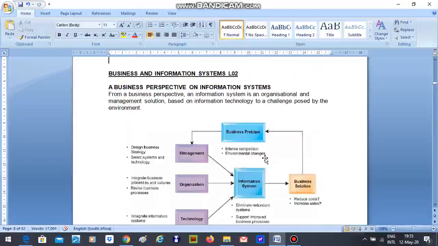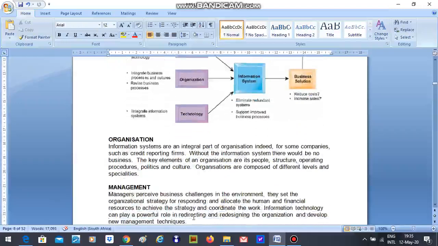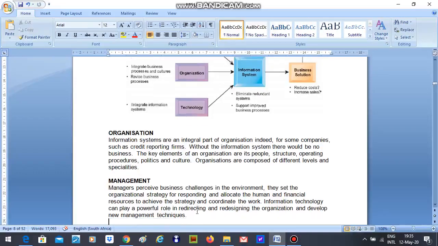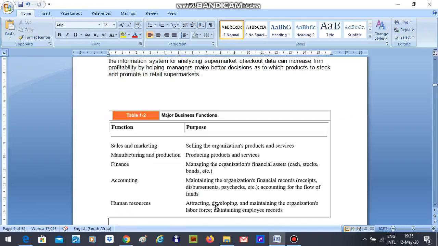Then we look at the business perspective on information systems. The perspective is on management, organization, and technology. Organization involves the hierarchy of the business, functional specialities, business processes, culture, politics, things about the organization. Management looks at leadership, strategy, management behavior, and the challenges in the environment. Technology looks at the systems themselves, consisting of hardware, software, data management, and so on.